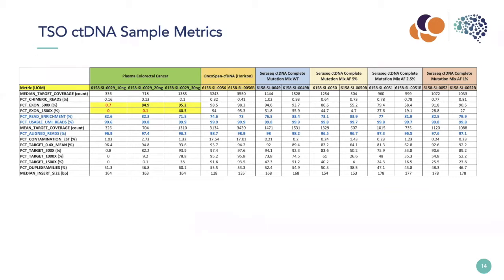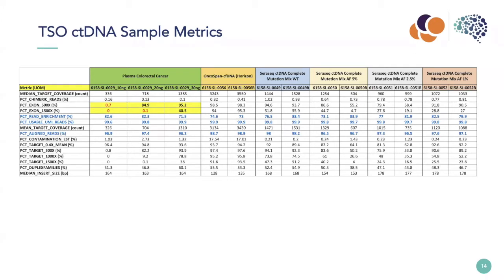So essentially, you can summarize this slide as: as you go down in input, you'll lose resolution in terms of coverage. So if you look at the percent of the exons in the panel covered at 500x versus 1500x, with a 10 nanogram input, very modest coverage. Even though the percent enrichment and the percent of usable UMI reads remain indistinguishable from the other samples, you see a significant decrease in the level of coverage.